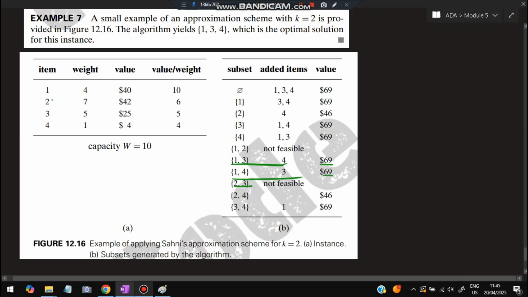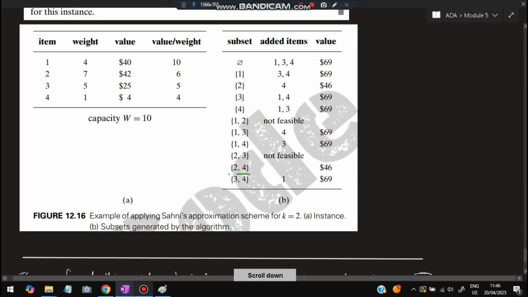2 3, if I take 2 3, it will be 12 total weight, I cannot take it. 2 4 I can take. 2 4 if I take, it will be 7 plus 1 8, but it will be 46 only. If I take 3 4 with 1, 3 4 will be 29 plus 1 is 40, which is 69. 69 I'm getting here. If you observe carefully, we are getting most values as 69, and those have the same subset value 1, 3 and 4. So 1, 3 and 4 will be my final answer.